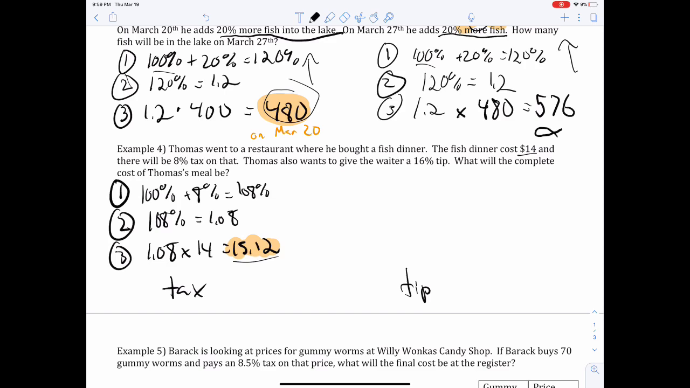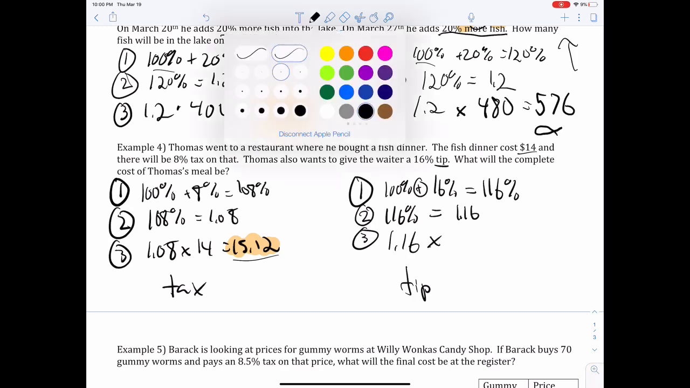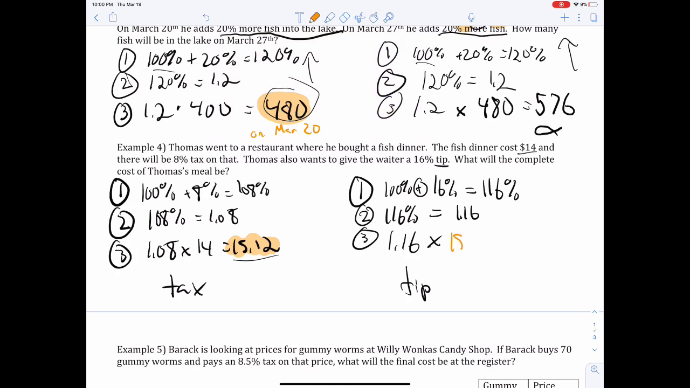He's going to tip on that amount. So we're going to do 100% plus 16% because it's a tip. We're adding because of the tip. 116%. 116% equals 1.16 as a decimal. Divide by 100. And then we're going to do 1.16 times our orange amount here, 15.12. And that will give us our final cost, which comes out to be not the prettiest of numbers, so we will have to round.